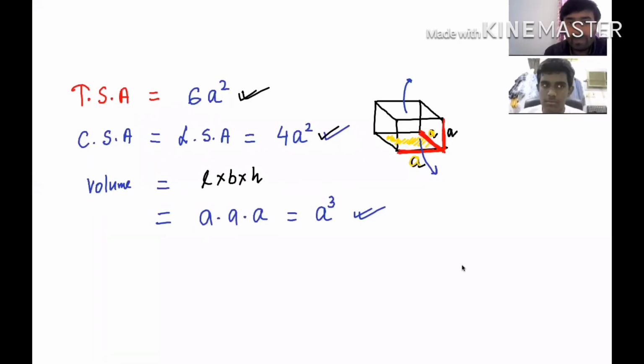Now we have learned the cube and cuboid. Now, two more important things we are going to revise, because I think you may already know them. Let us take a rectangle. This is a rectangle. This is the length and this is the breadth.